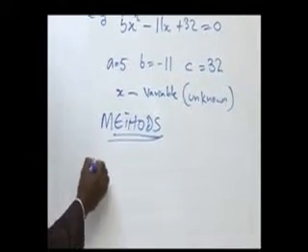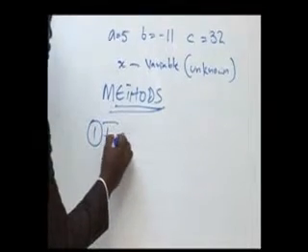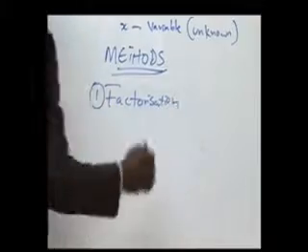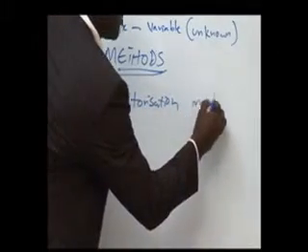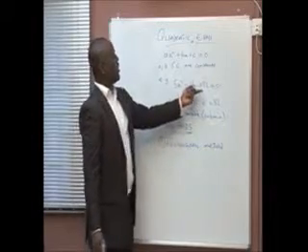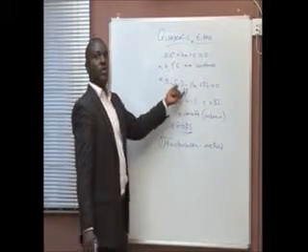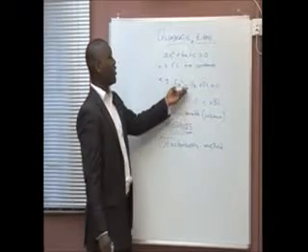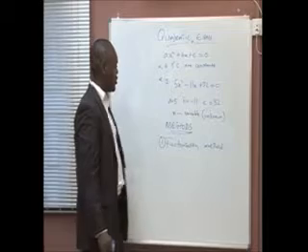One of such methods is the factorization method. In this method, what do we do? All we need here is to break this into two parts, and let the two parts be multiplying. That's why I say factorization method. So we'll convert this into two of its factors.